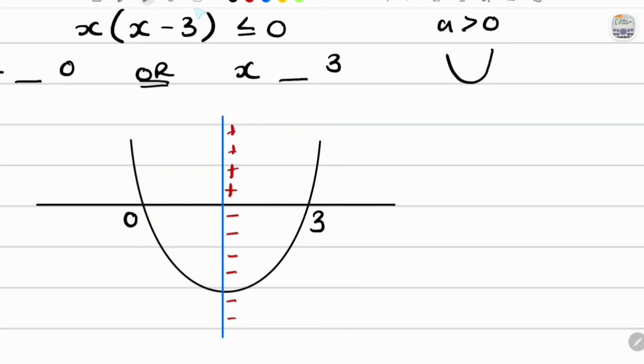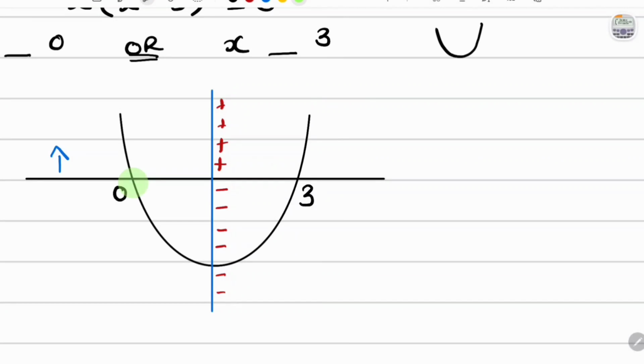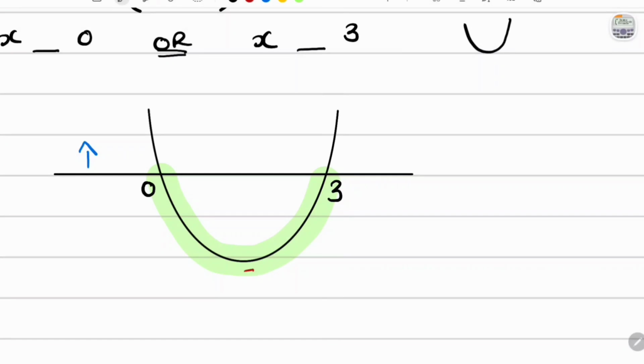Really, we cannot take parts of the graph that lie above the x-axis because every part of the graph above the x-axis has y values greater than 0. We need to focus on the parts of the graph that lie below the x-axis. Okay, so now that we know that, I can just get rid of all of this. Now that we've found the parts of the graph that lie below the x-axis, we just need to find out what exactly the x values are going to be.